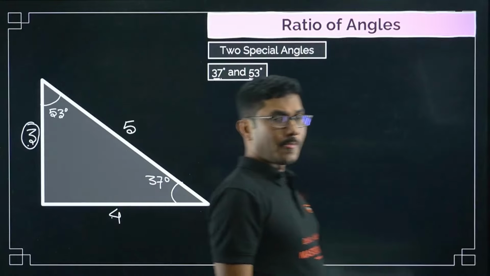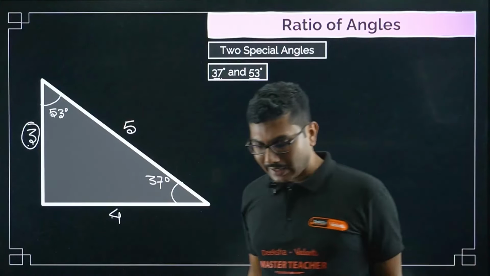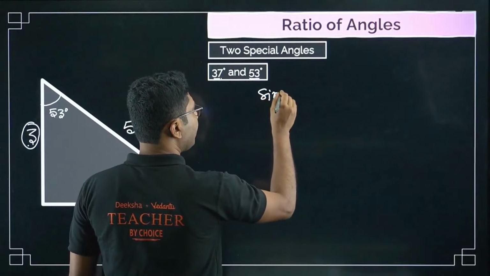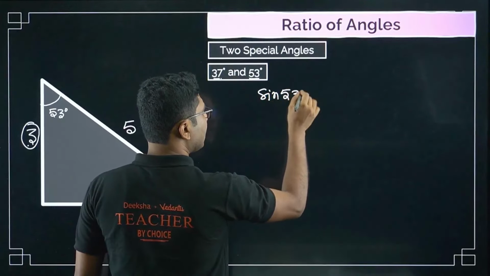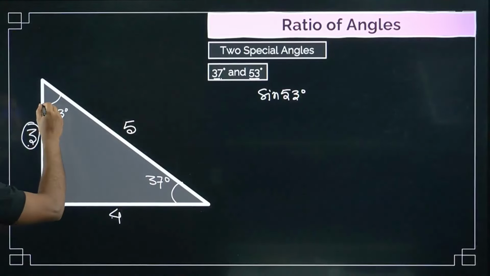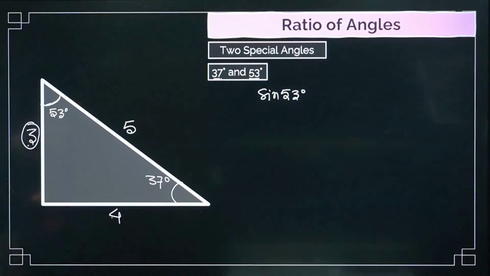Now in questions, in problems, in practice, you have to find, say, sine 53 degree. So what is sine 53 degree? Sine 53 degree means this is the angle that you are trying to find.